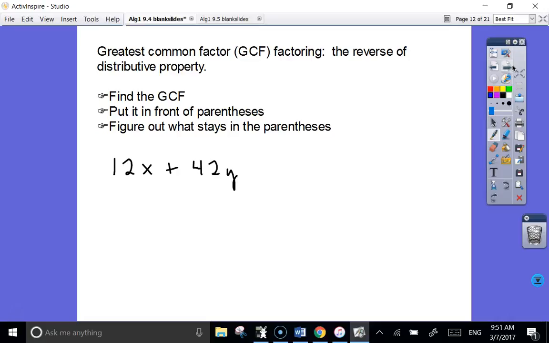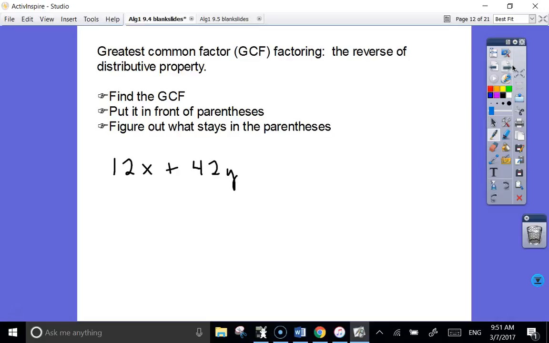Well, if I take out a 2, I would have 6 and 21. So you could go up to 6, couldn't you? So it looks like 2 is a factor. It's a common factor, but it's not the greatest common factor. So you want to try to find the greatest common factor between 12x and 42y.